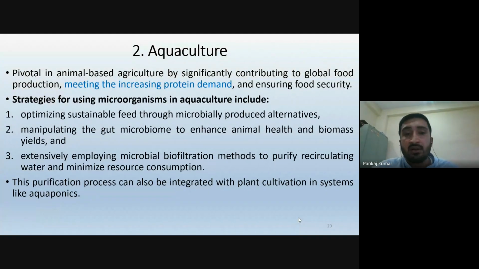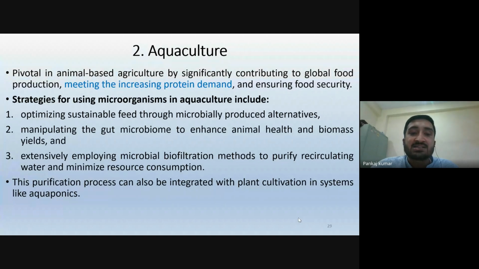Now, aquaculture. First the livestock-based agriculture, now the aquaculture. It is pivotal in animal-based agriculture by significantly contributing to global food production, meeting the increasing protein demand. So, with the help of aquaculture, the increasing protein demand of the population can be fulfilled, and as the protein demand is fulfilled, it will help to ensure food security.